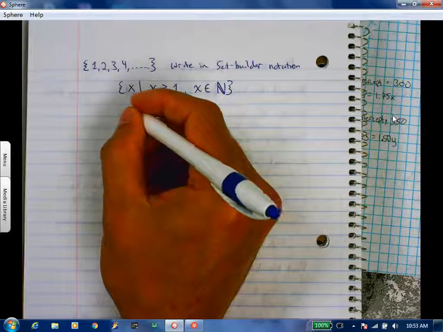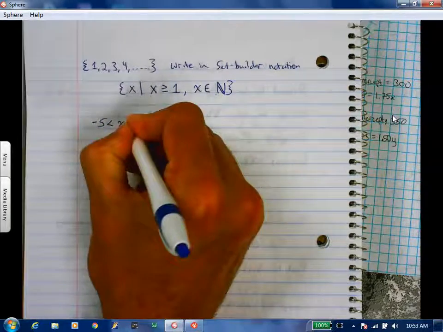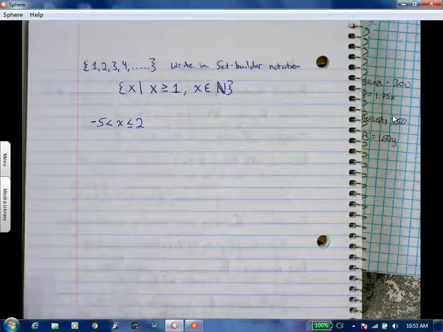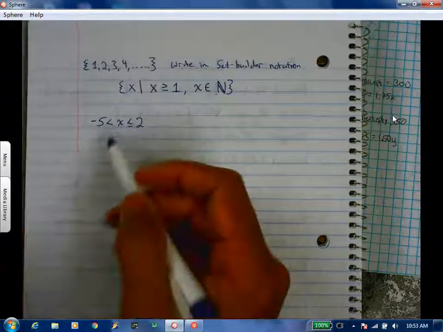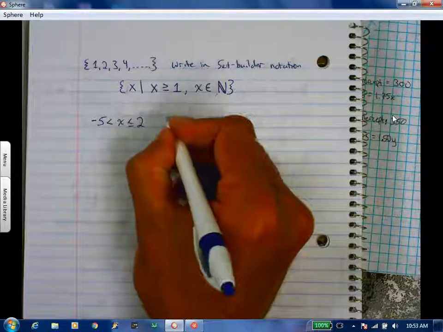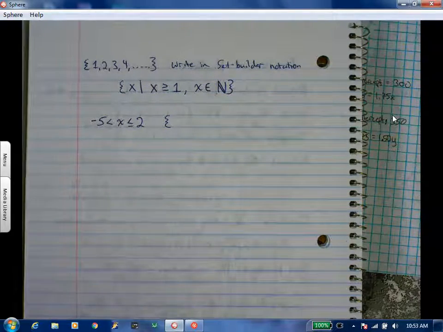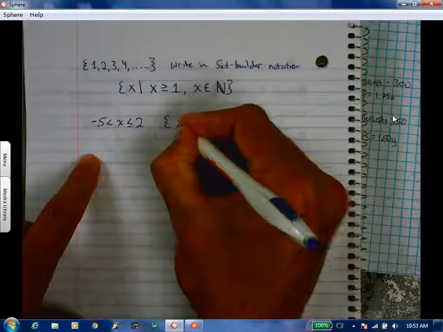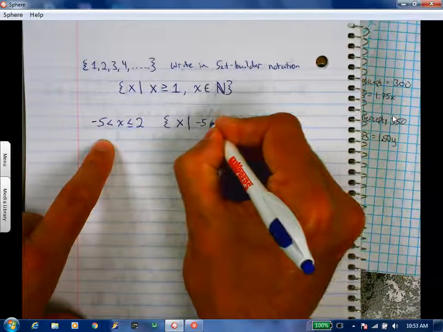What if they give you like -5 is less than x, which is less than or equal to 2? They're going to give you an inequality. They say write that in set builder notation. These are actually pretty simple when they do it like this, because that basically is your rule that you're going to put right in this spot. So choose a variable. In this case, we're going to use x such that this is our rule, such that -5 is less than x, which is less than or equal to 2.